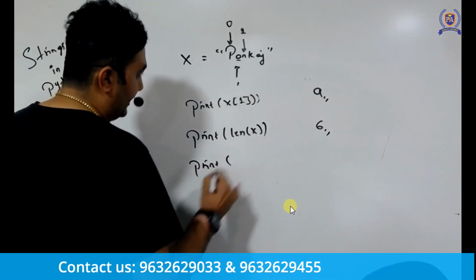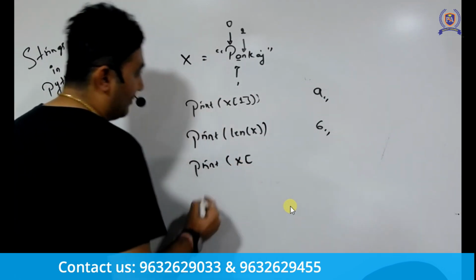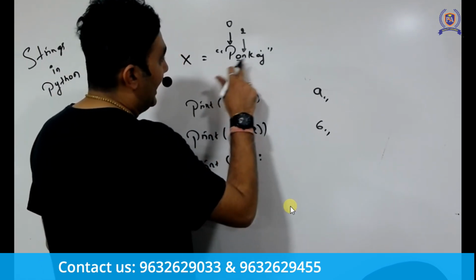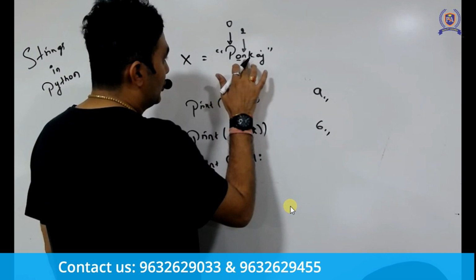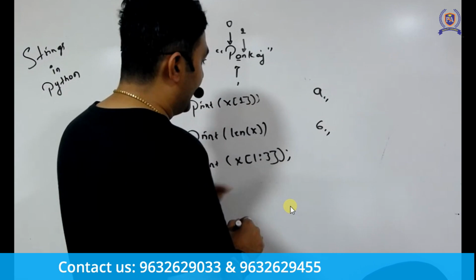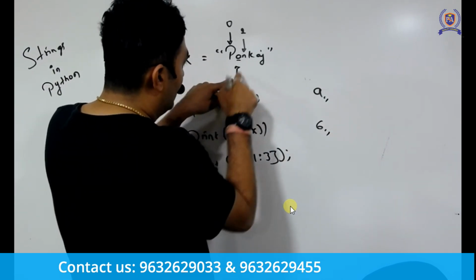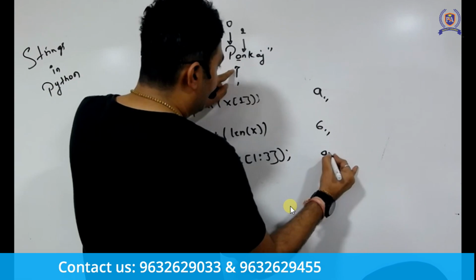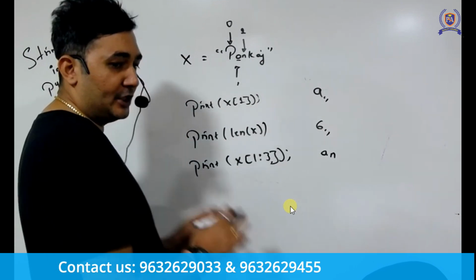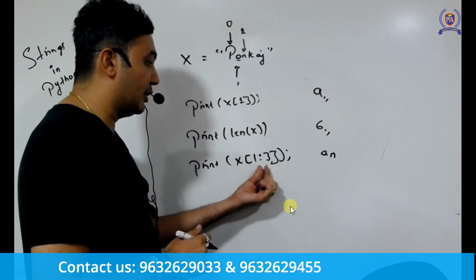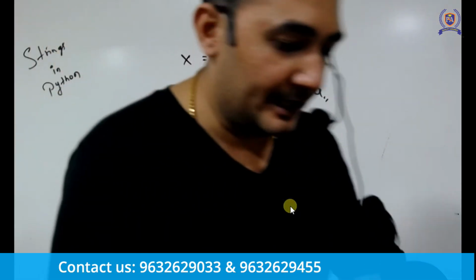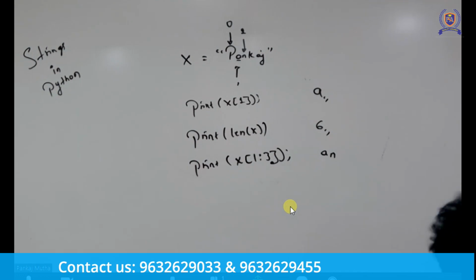Suppose I do print X, open the bracket, let's write 1 colon 3. What it would do now, it would start reading the letters starting from index 1, 2, that is A, N, but it would not read 3. 1 to 3 means basically the letters from index 1 and 2 would be read, but the letter from index 3 would not be read. Let's type these programs and let's look at the output.